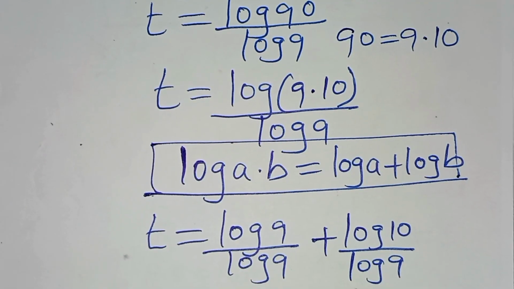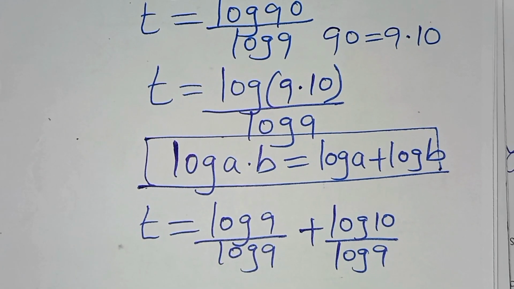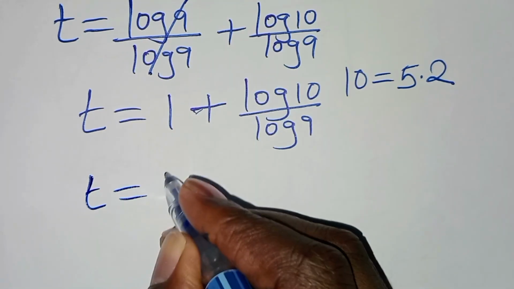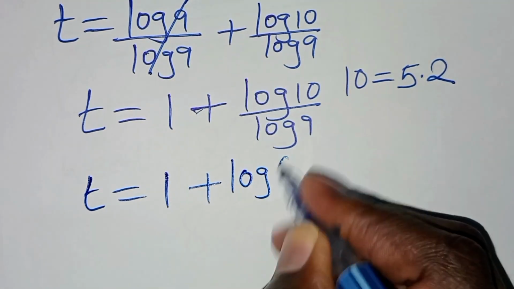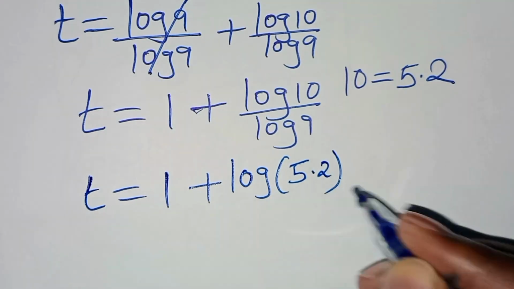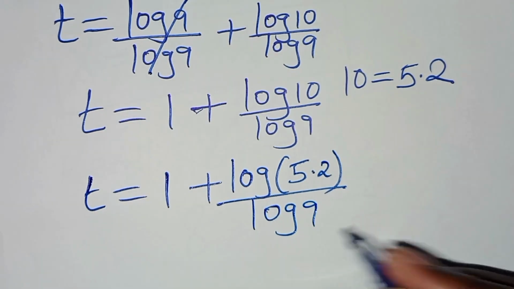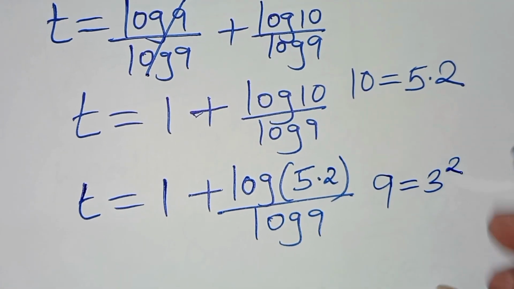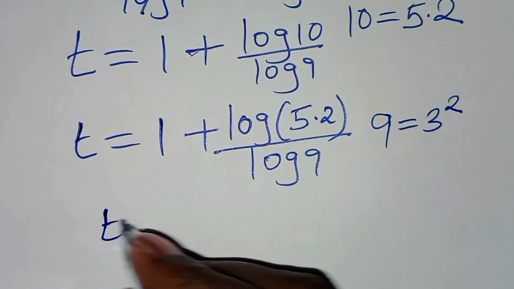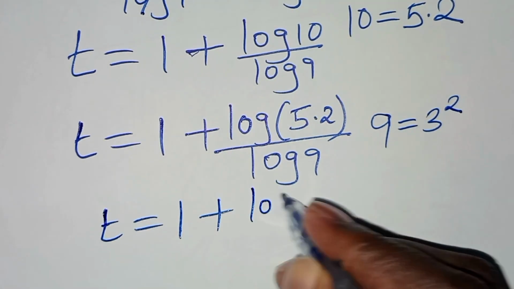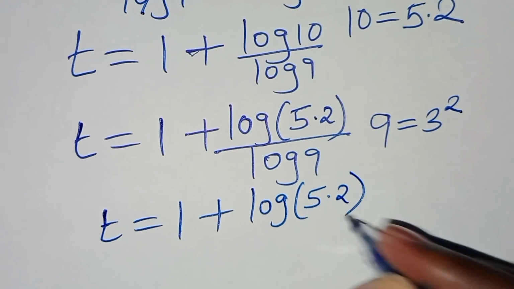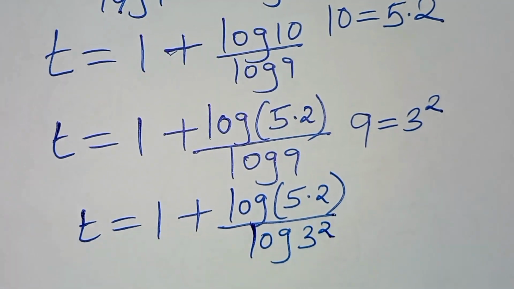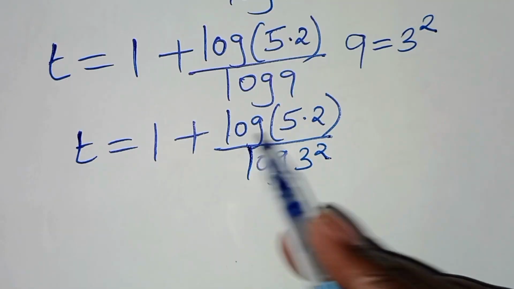The next step here is to simplify. So we can express 10 as 5 times 2, so that here we'll have t is equal to 1 plus log 5 times 2, divided by log 9. Now the next step here, we can express 9 as 3 to power 2. So in this case, we have t is equal to 1 plus log 5 times 2 divided by log 3 to power 2. Now the next step here, we have log 5 times 2.